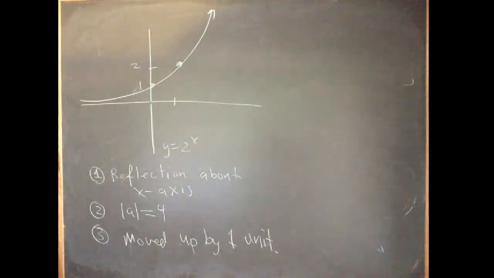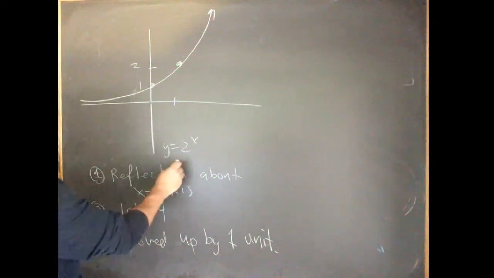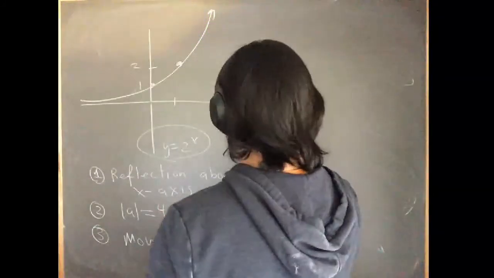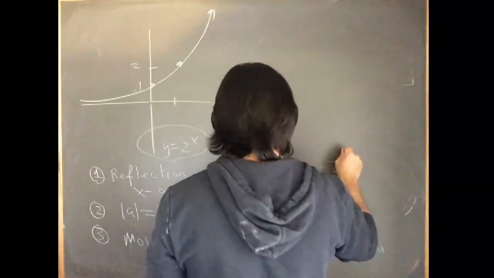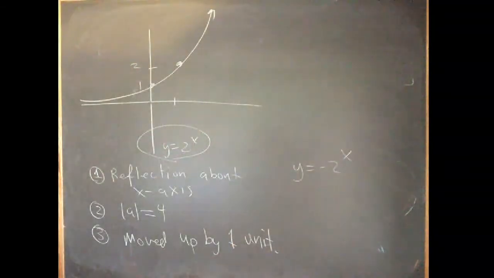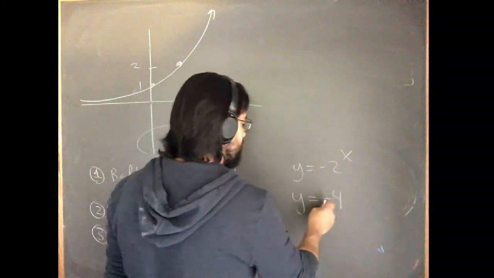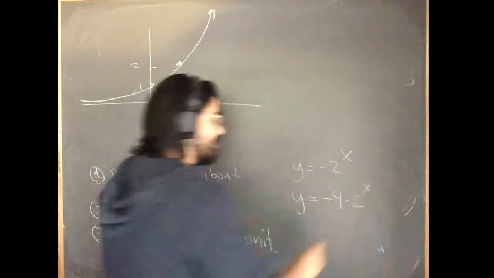Okay, and let's go through each of these one by one so we can write down a formula for the function that we saw graphed earlier. Okay, remember, this is the function y equals 2 to the x, and we're going to first flip it across the x-axis. So that's going to give us y equals negative 2 to the x, right? Again, we replace the output of the function with its negative, and that flips it across the x-axis. And then here, because the absolute value of A was 4, we're going to stretch it by a factor of 4. So we just multiply everything by 4, and that gives you negative 4 times 2 to the x.